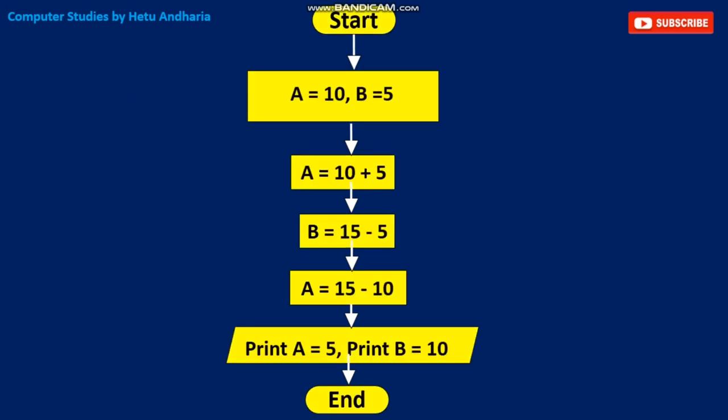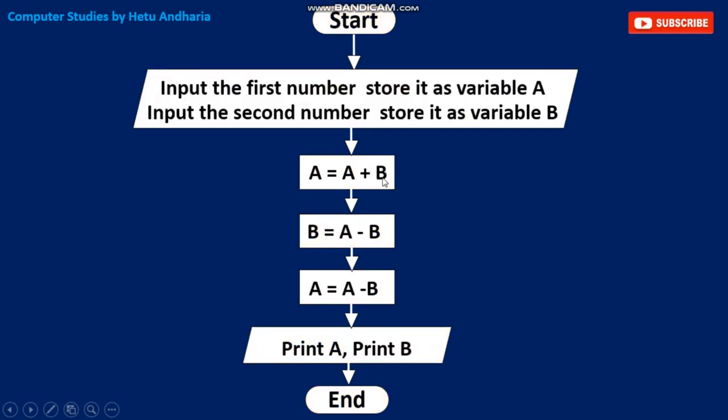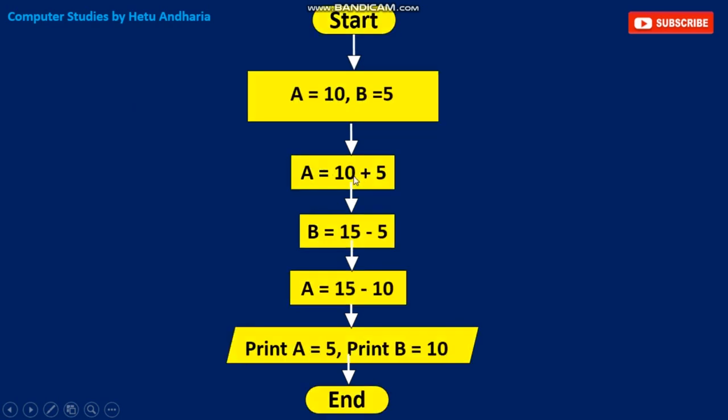Fine. Now we try to understand this problem using this flow chart, using a practical value. A is equal to 10, B is equal to 5. Here what step had we done? A is equal to A plus B. So 10 plus 5, now what is the value of A? First it was 10. Now what is the value? 15. Right? Remember, A is equal to 15 now.